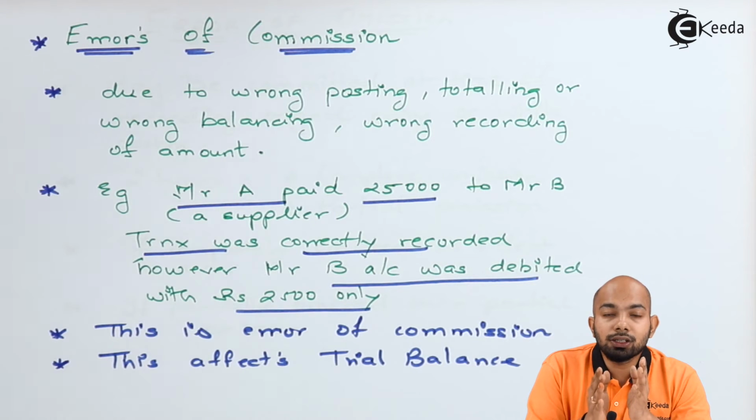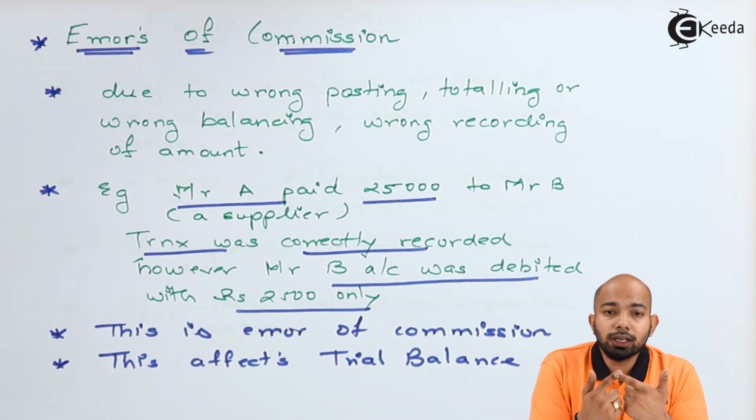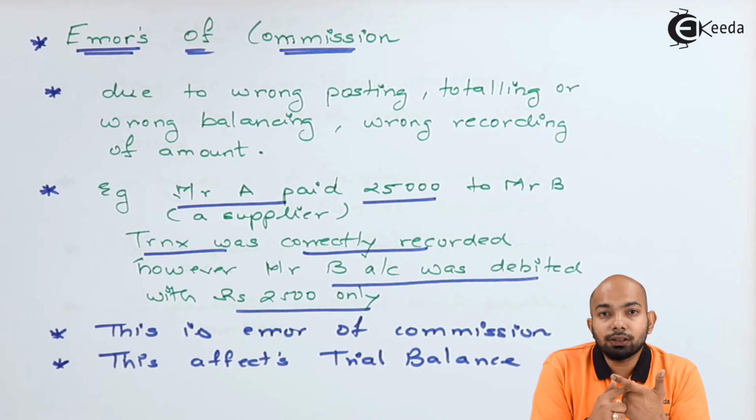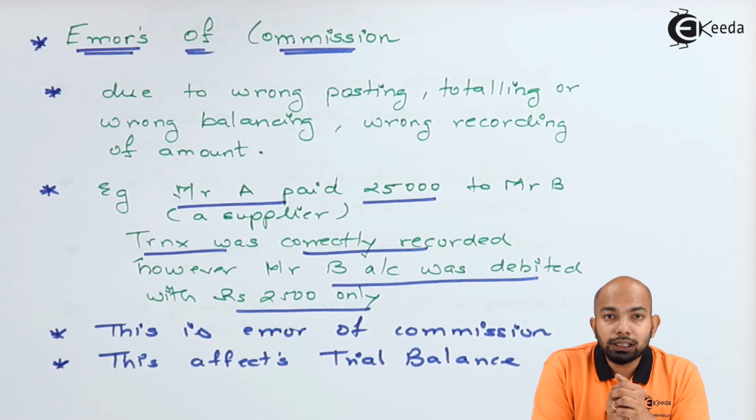This will affect the ledger balance as well as the trial balance preparation. So when error of commission is the classification of the error, you need to understand that this specific error will affect the trial balance. So any error of commission, be it wrong posting, wrong totaling, wrong amount being credited or debited into the right account, or wrong amount being credited or debited into any correct account it may be, all these errors constitute error of commission, and to remember, this error absolutely affects the trial balance.